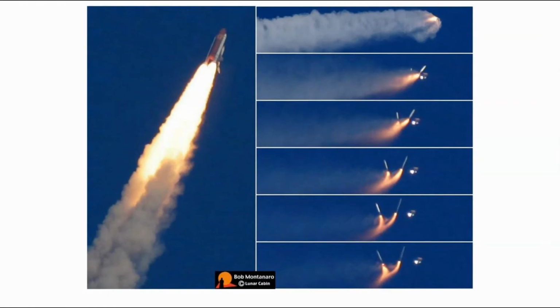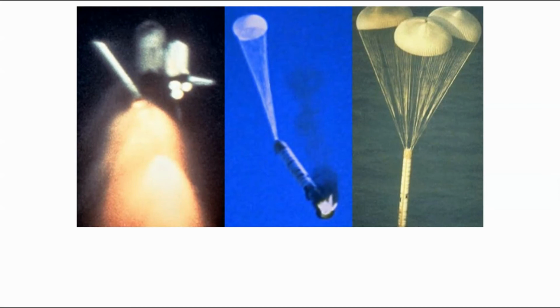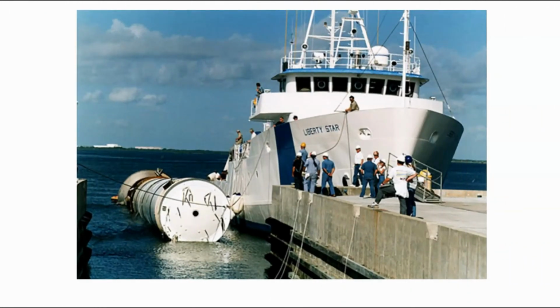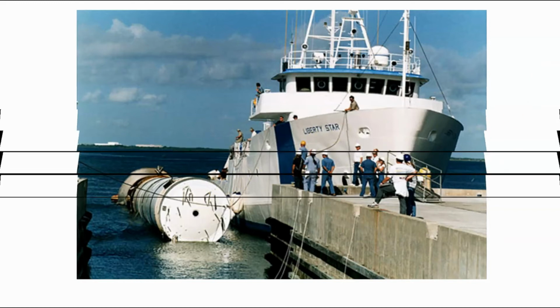And here you can see a frame-by-frame shot of the solid rocket booster separating at about the 2-minute mark. And this is what made the Space Shuttle so incredibly fantastic. It's reusable. So on successful missions, this orbiter will be reused, as well as the solid rocket boosters. They have chutes so that they can be recovered, and they have a vessel that is specifically designed to capture either the left or the right solid rocket booster. This happens to be the Liberty Star here.